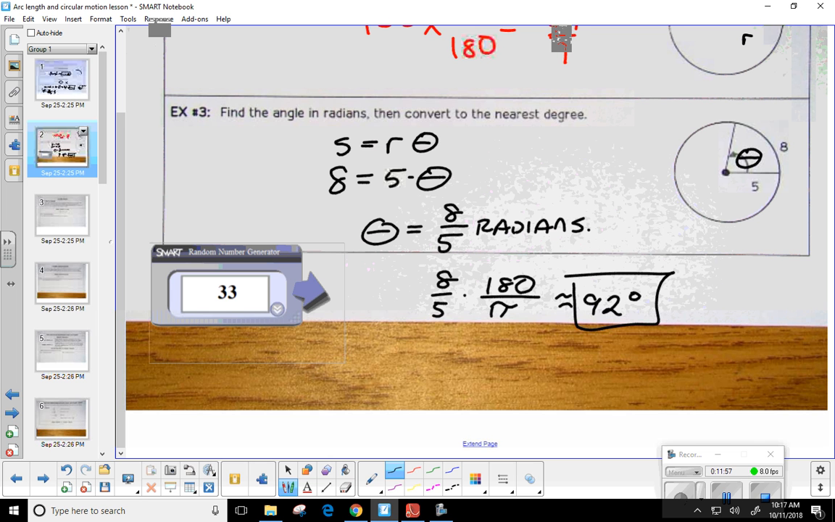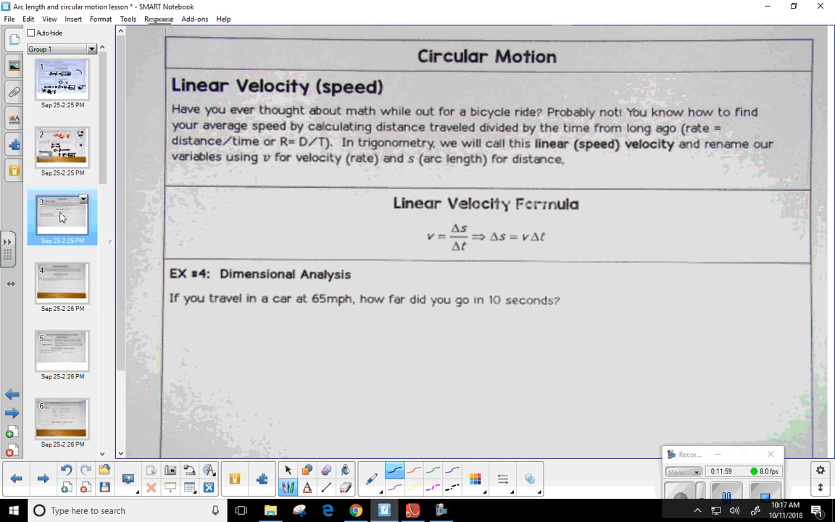Okay, well now let's go ahead and start talking about linear and angular velocity. Okay, so have you ever thought about math while out for a bicycle ride? Sure, we all do. You know how to find your average speed by calculating distance traveled divided by the time from long ago. You remember your formula D equals RT, distance equals rate times time? Okay. I go back far enough.